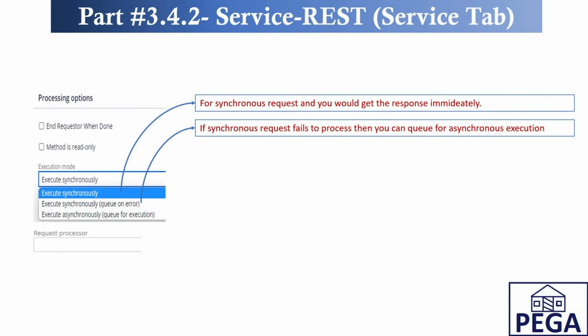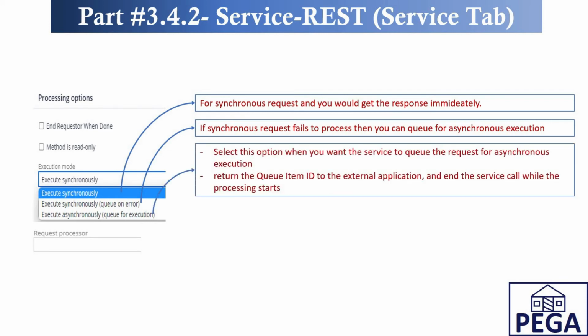Now to queue them, that's where you need this requester processor. What Pega does is, if there is an error, whatever requester processor you would have defined, Pega would try to assign them.